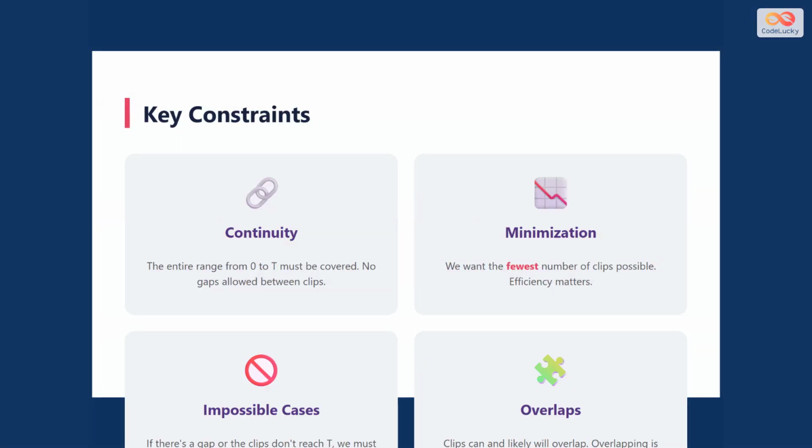There are a few important rules. First, there can be no gaps. The coverage must be continuous. Second, we are optimizing for the minimum count. And finally, if it is impossible to cover the entire range, perhaps because of a missing segment, we must detect that and return -1.